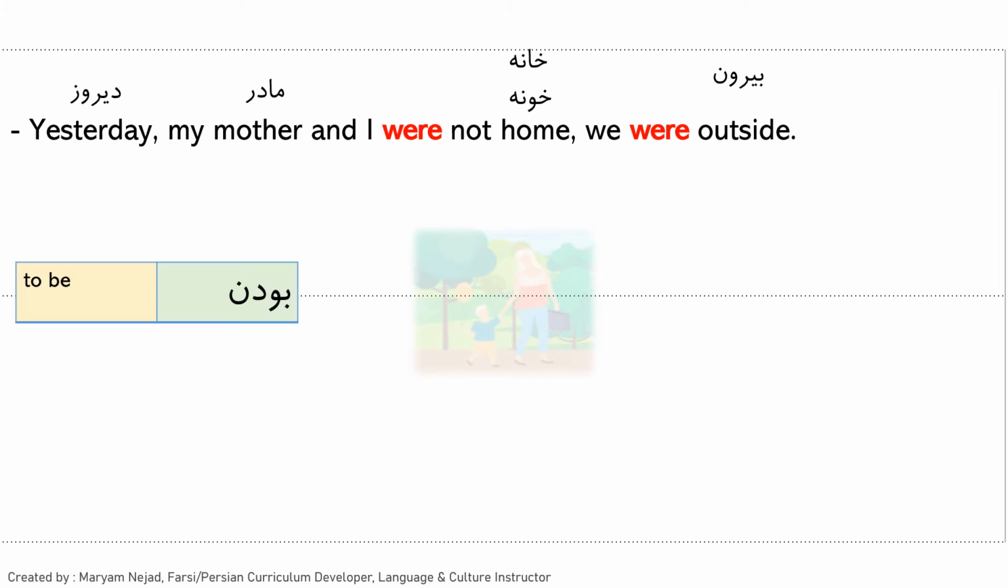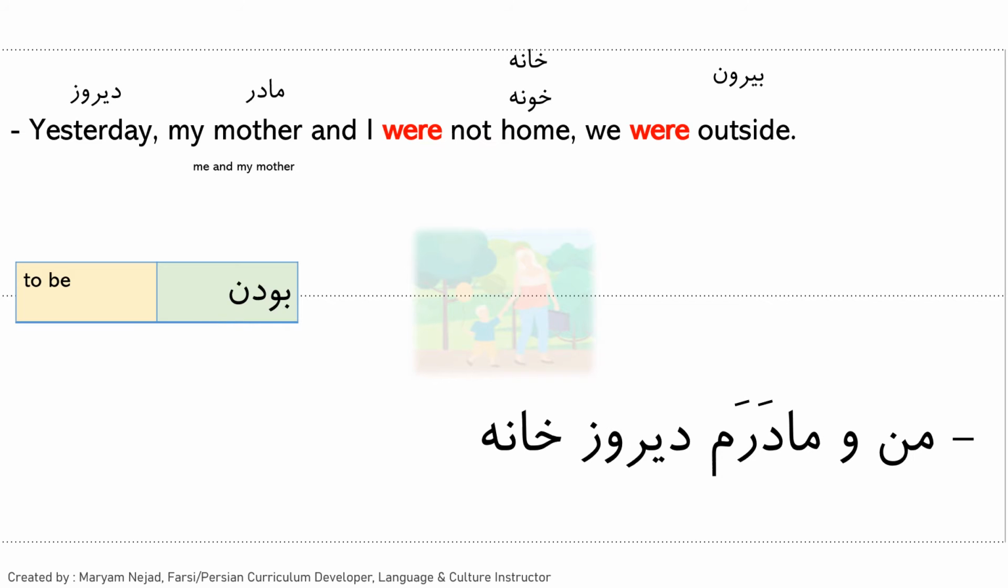So we need to start with the subject and we need to end the sentence with the verb. The subject is my mother and I, but it's not very common to say my mother and I in Farsi. Instead, we say me and my mother. And then usually the time adverbs in Persian come after the subject. So we are going to start the sentence with من و مادرم دیروز خانه نبودیم. بیرون بودیم.